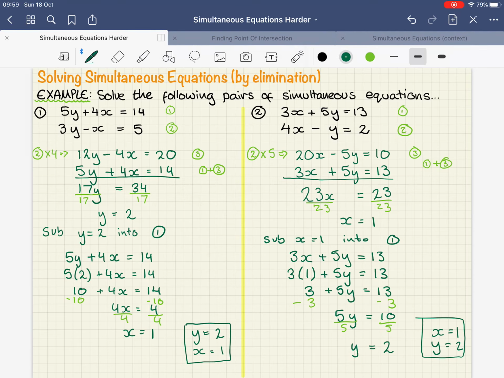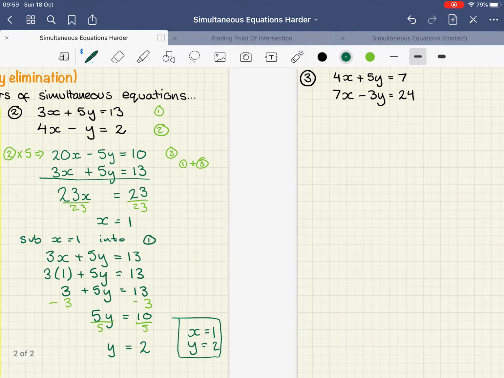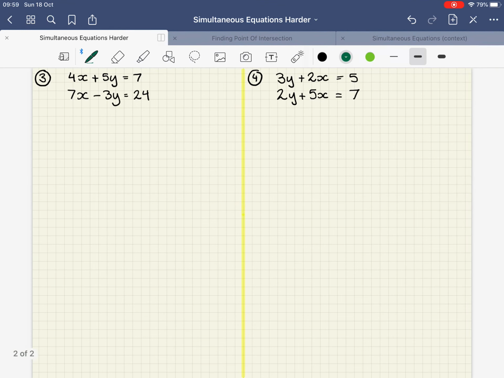Okay, so in these ones, I only had to multiply one equation, but sometimes you're going to have to multiply both of them. So let's take a look here. Here I've got 4x plus 5y equals 7 and 7x minus 3y equals 24. Again, it's just easier looking at those middle numbers there.